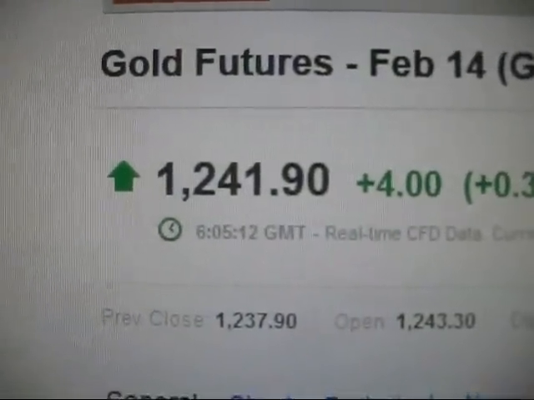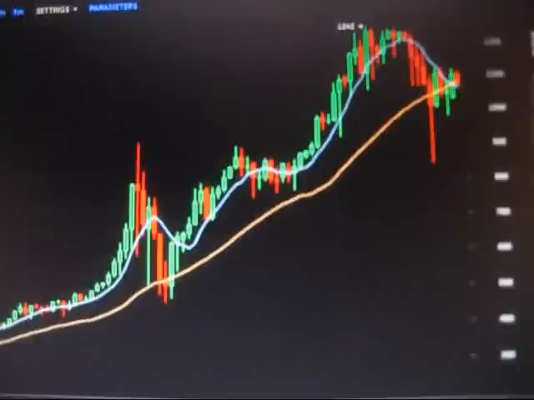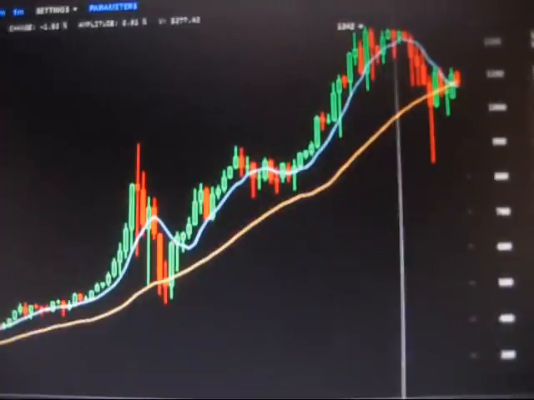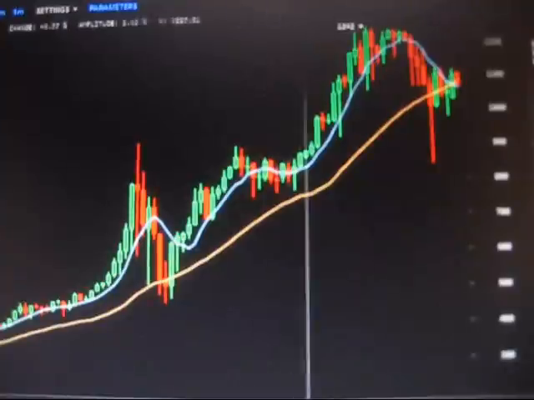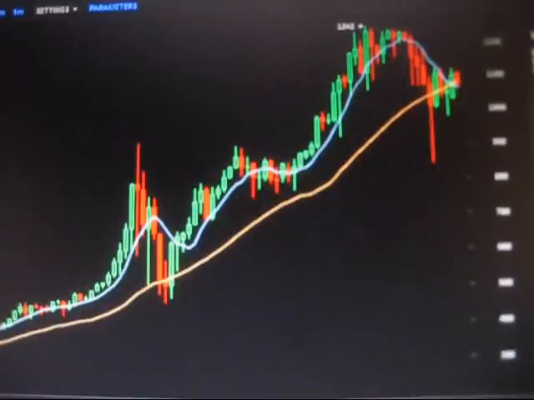gold is at $1,242. Kind of interesting how when Bitcoin hit 1242, which was exactly the price of gold at that time, it was not able to get above, and basically the gold price rejected Bitcoin. And I think it actually is true.